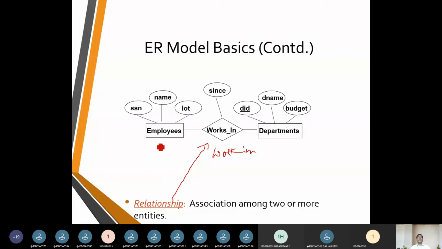So we have the first database with an employee, the second database with a department. The department is going to have a DID, a DNAME, and a budget here. These three are attributes of the entity here, and SSN, name and LOT are going to be part of an employee, and the relationship we are going to have is works in. And we can see one more attribute, which is going to be part of since, that is, this employee is going to be working in this department since 2019 or something else. It is going to give a metric value.